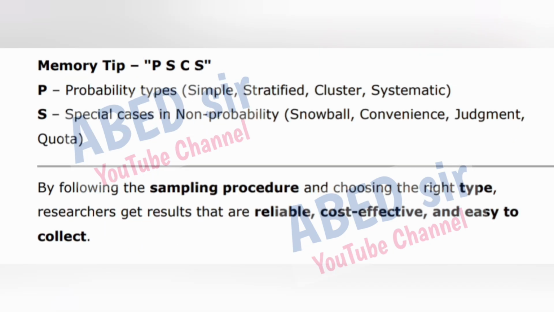Memory tip: PSCS. P, probability types: simple, stratified, cluster, systematic. S, special cases in non-probability: snowball, convenience, judgment, quota. By following the sampling procedure and choosing the right type, researchers get results that are reliable, cost-effective, and easy to collect.